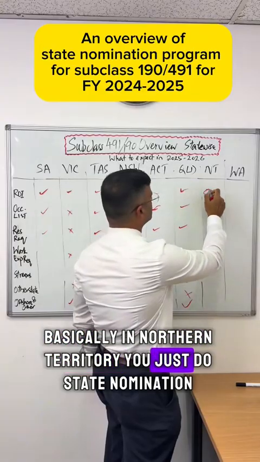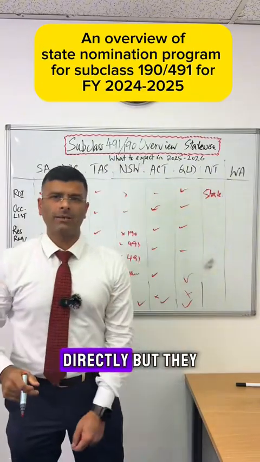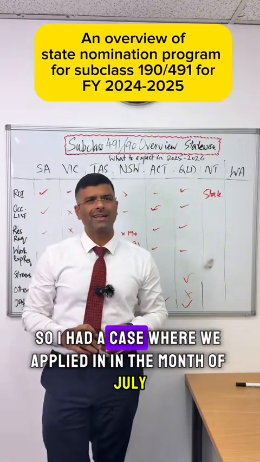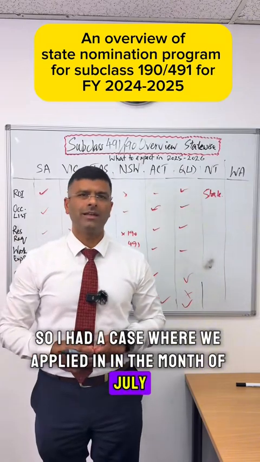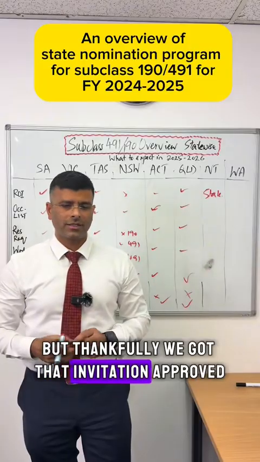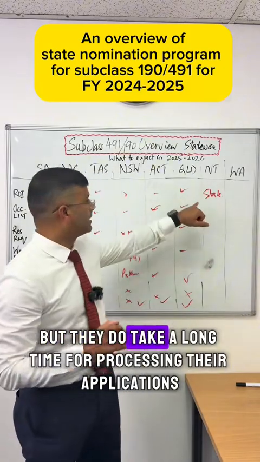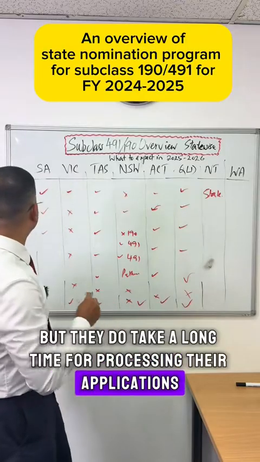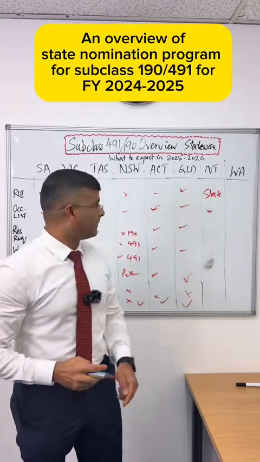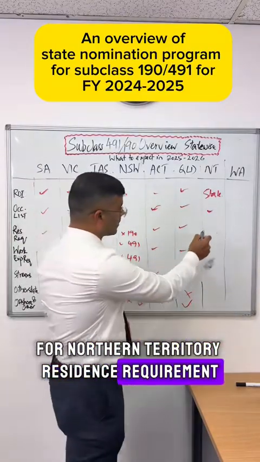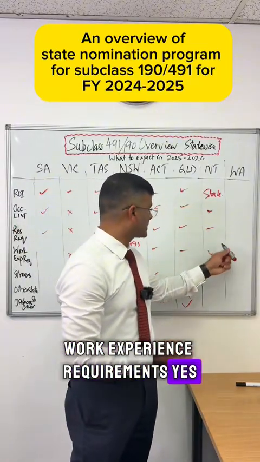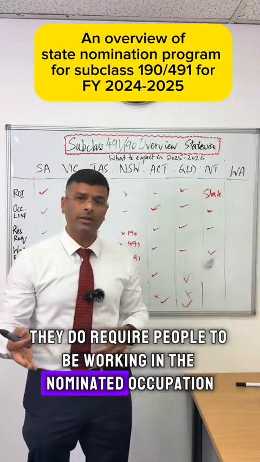Now, Northern Territory, do they have an ROI system? Basically, for Northern Territory, you just do state nomination directly, but they take a long time to make decisions on those nomination applications. So I had a case where we applied in the month of July. We received the outcome after 6 months, but thankfully we got that invitation approved. But they do take a long time for processing their applications. Now, occupation list, yes, they do have onshore and offshore occupation lists for Northern Territory. Residence requirement, yes, either 12 months or 2 years. Work experience requirements, yes, they do require people to be working in the nominated occupation.